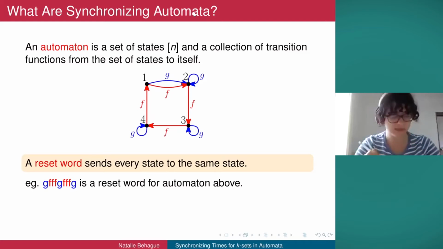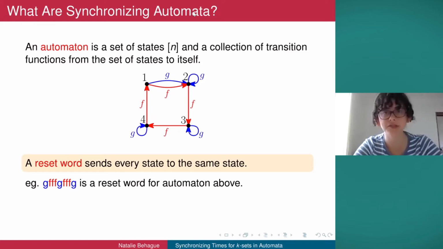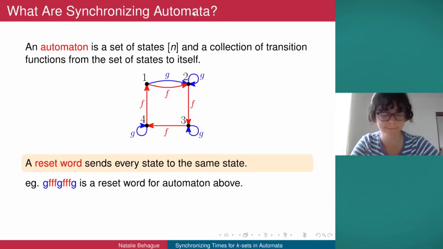So in our particular example, if you apply the word G, F, F, F, G, F, F, F, G, that sends every state to state 2. So try it out. G, F, F, F, G, F, F, F, G sends 1 to 2. I mean, I'm not going to check through all of them, but if you want to, you can check through all of them and see that whenever you apply this word, so if you start on 2, you end up at 2. If you start on 3, you end up at 2. And if you start at 4, you end up on 2. So this is a reset word.